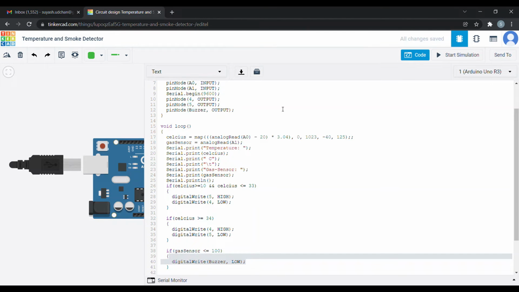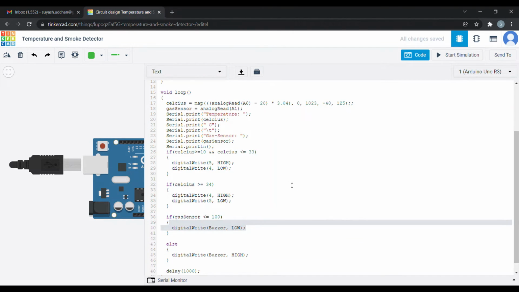After that, we have Serial print Celsius and Serial print gas sensor. So we are going to print that output on the serial monitor, the current temperature and the gas sensor reading, every second. And after that we have used an if else statement. So if the temperature is in the range of 10 to 33 degrees Celsius, the green LED will blink. On the other side, if the temperature exceeds 34 degrees Celsius, the red LED will glow.